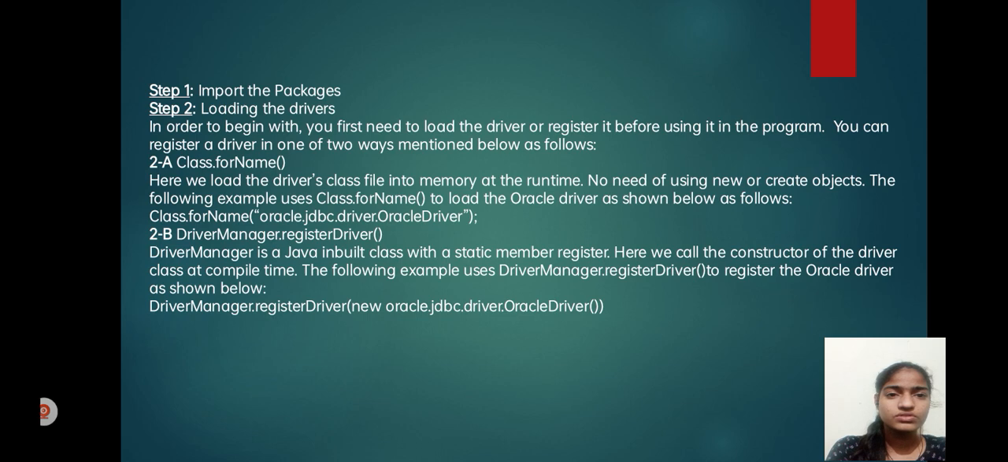Here we load the driver's class into memory at the runtime. No need of using new or create objects. The following example uses class.forName to load the Oracle driver as shown below. So here the Oracle driver is used. Let's see the example. Class.forName oracle.jdbc.driver.OracleDriver. So here we are loading the Oracle driver using the class.forName method, which is simple.